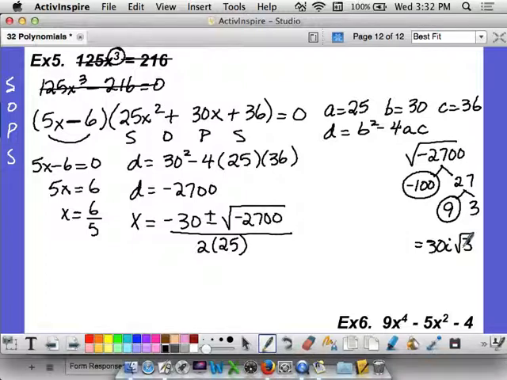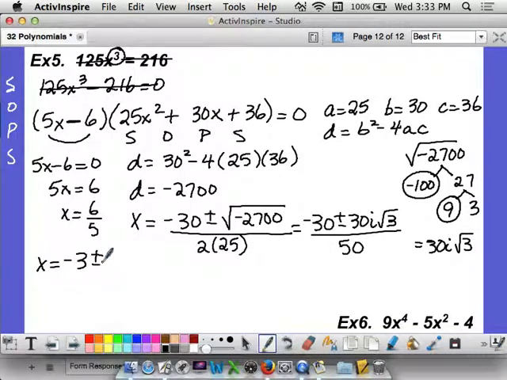So now let's write what we have. We have negative 30 plus or minus 30i square roots of 3, all over 2 times 25, which is 50. I'm looking right here, I've got to reduce. I'm seeing that they're all divisible by 10. So when I write that final answer, x is equal to, dividing by 10, negative 3 plus or minus 3i square roots of 3, all over 5.